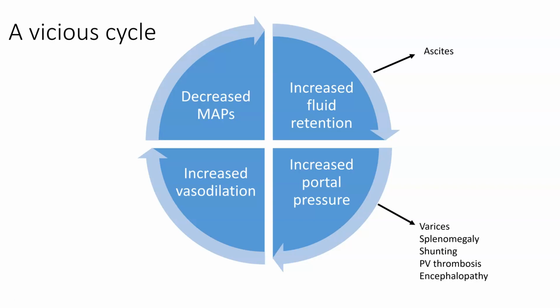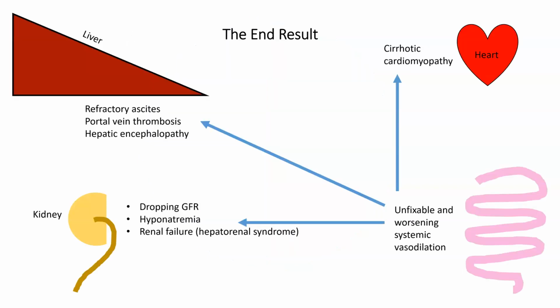However, the increased fluid retention will lead to increased portal pressures, and this will lead to things such as varices, splenomegaly, shunting, portal vein thrombosis, and encephalopathy. But the increased portal pressure just causes more vasodilatation, which causes more decrease in the mean arterial pressures, increased fluid retention, and so forth and so on until the system breaks. And the end result is you end up with an unfixable and worsening systemic vasodilatation.